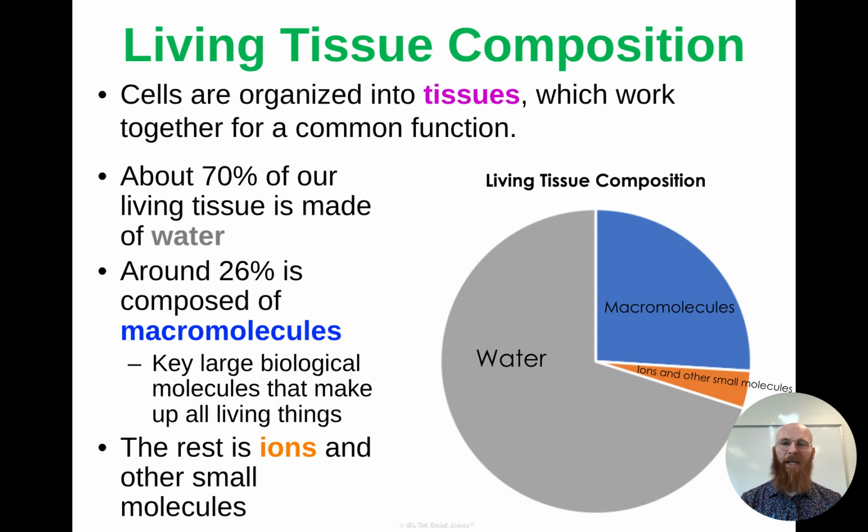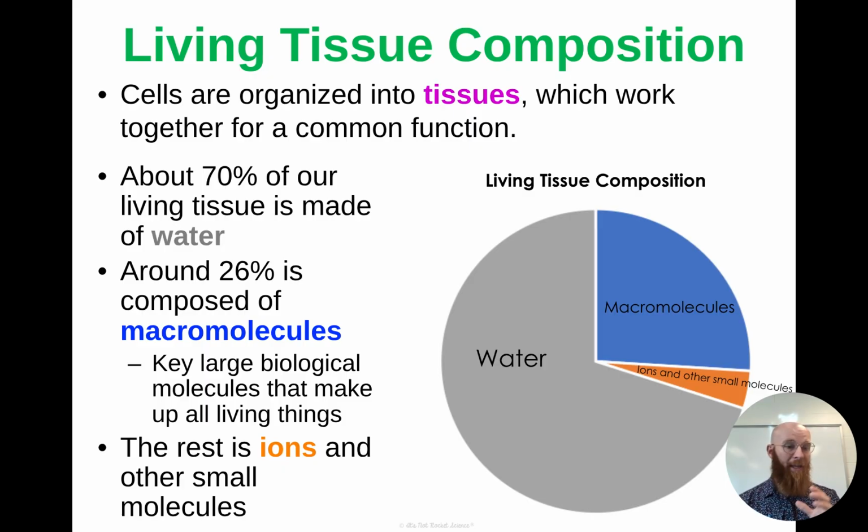And then we're going to finish up here by going into what is actually making up our living tissues, right? Remember, those cells combine in different quantities and arrangements to form different types of tissues, which are going to work together for a common function. And about 70% of our living tissue is going to be made of water, okay? So the majority of what you are anatomically is water. Around 26% is going to be composed of the other macromolecules. These are your proteins, lipids, carbohydrates, and also your nucleic acids.